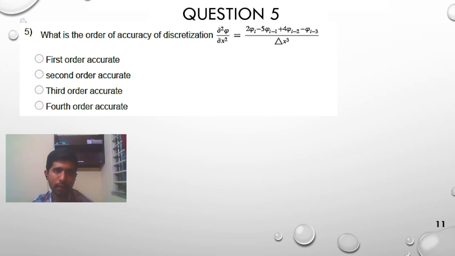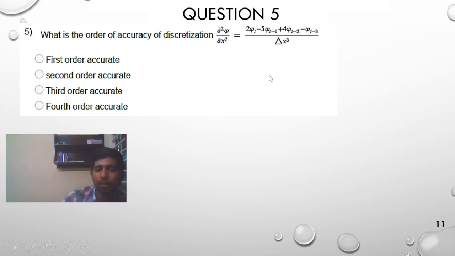What is the order of accuracy of this discretization? This is a backward difference scheme, and let me correct, this should be delta x square, not delta x cube. Usually when you have dou x square you get delta x square only, you will not get delta x cube here. So what should be the order of accuracy?